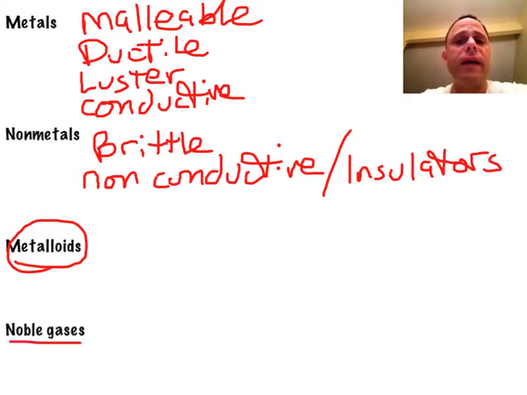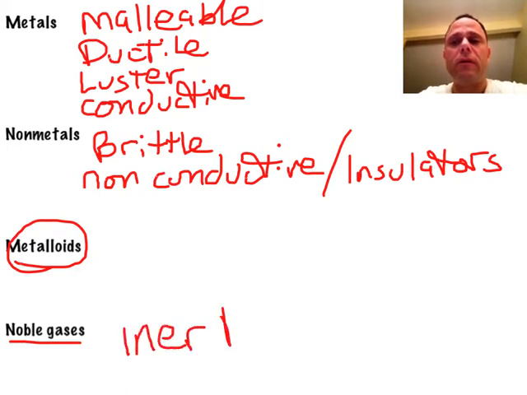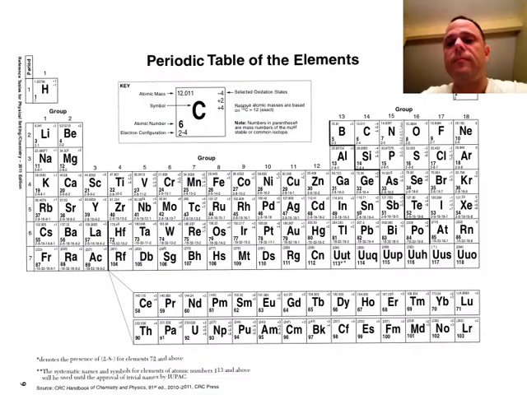And noble gases are the elements that are on the far right hand side of the periodic table, going right up and down in group 18, and they all have a complete set of valence electrons. Helium has 2 and all the other ones have 8, so they are completely stable and they tend to be inert, which means not reactive.